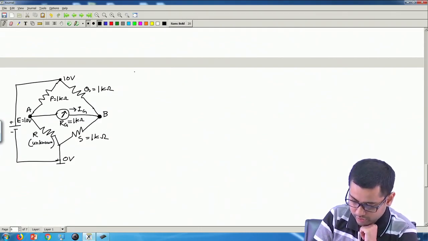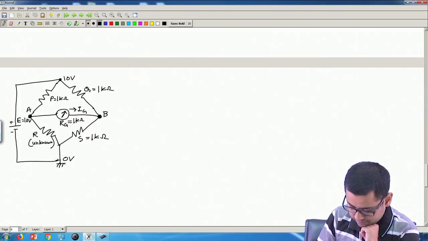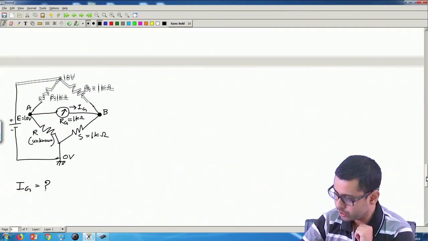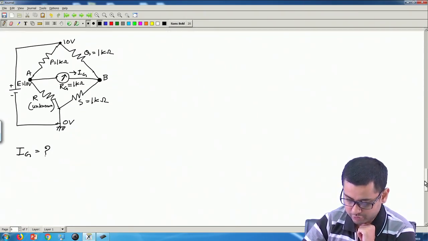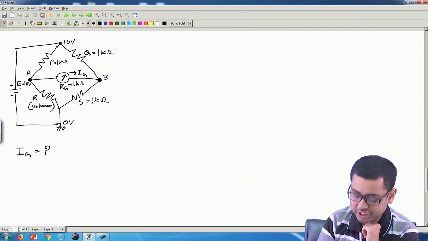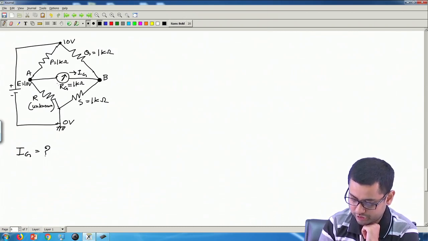So now we have to find Ig. Ig is equal to how much? For that, we have to calculate the Thevenin equivalent of the circuit as seen by this galvanometer.